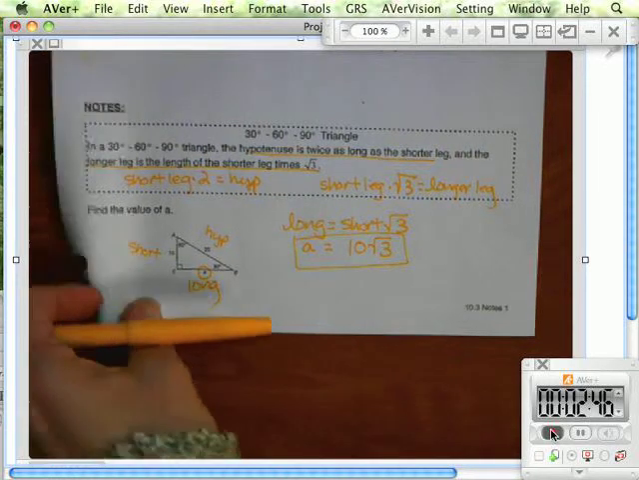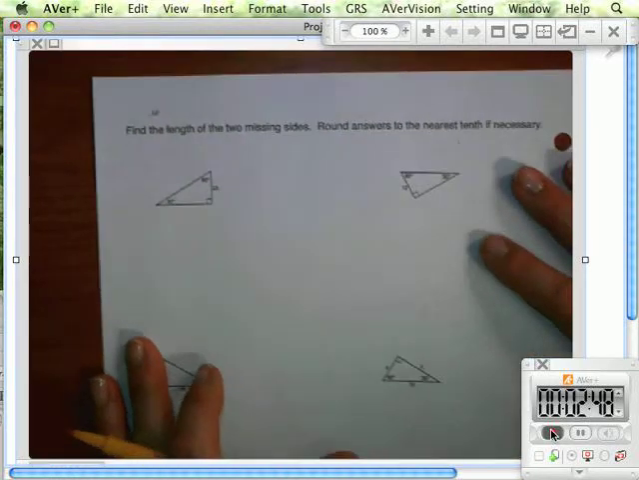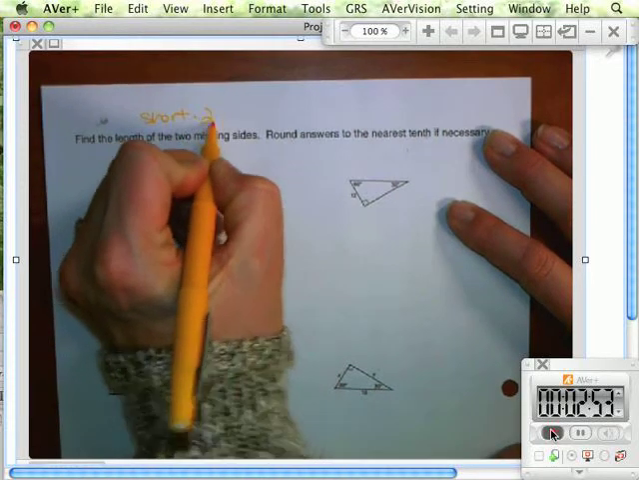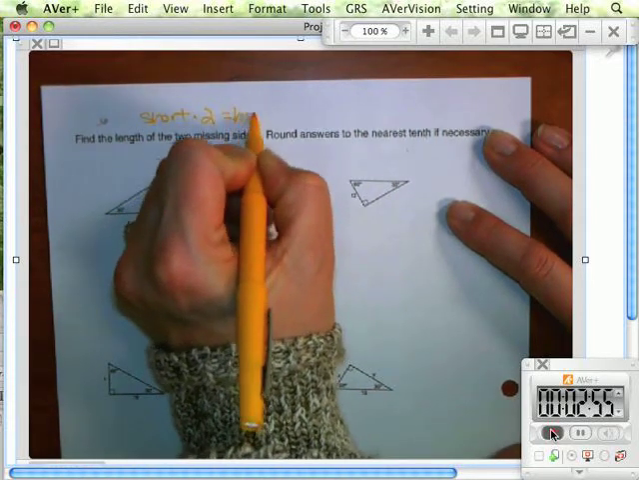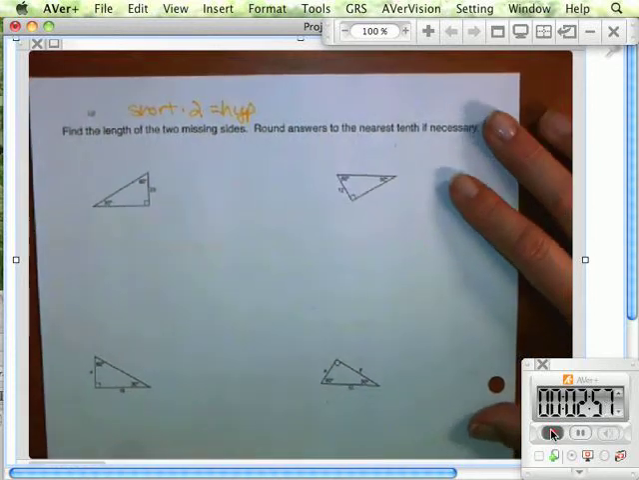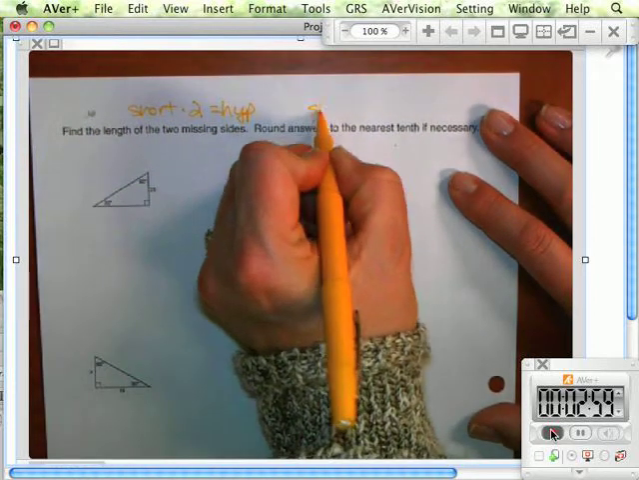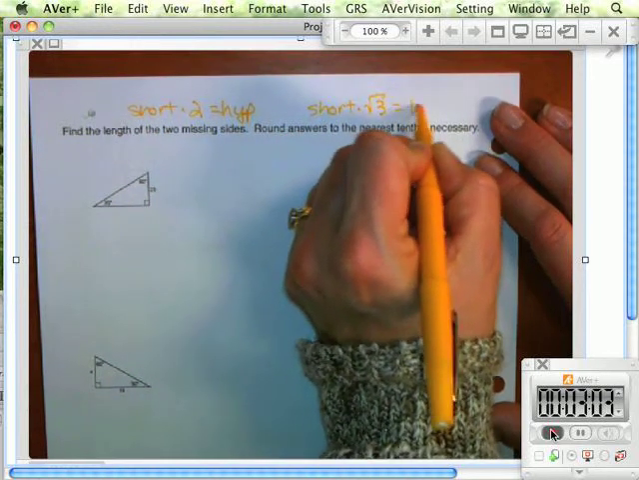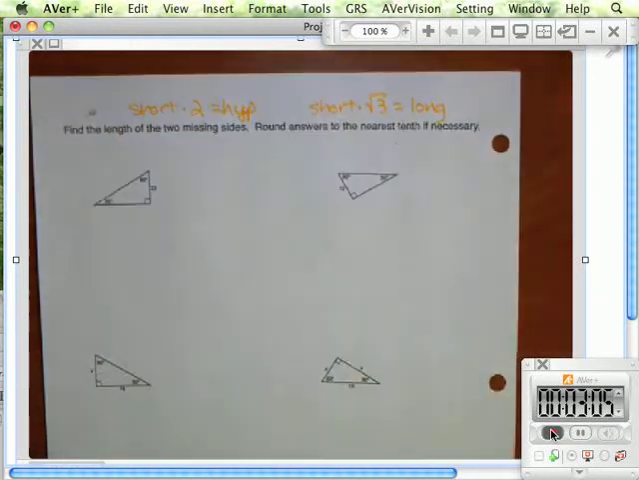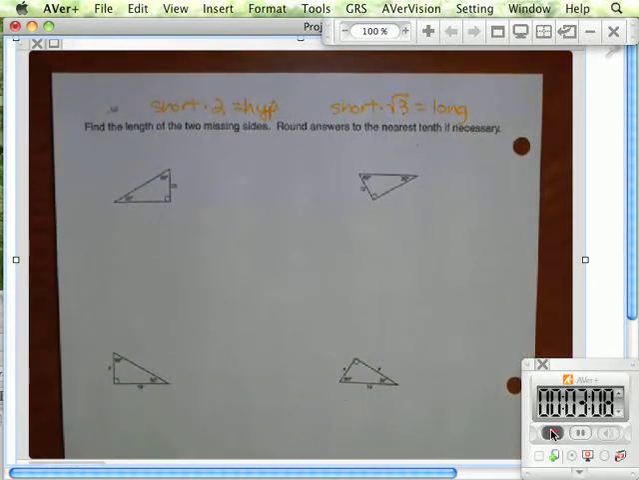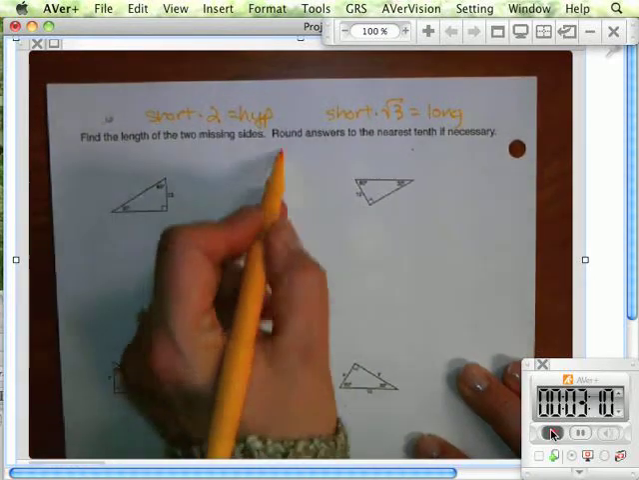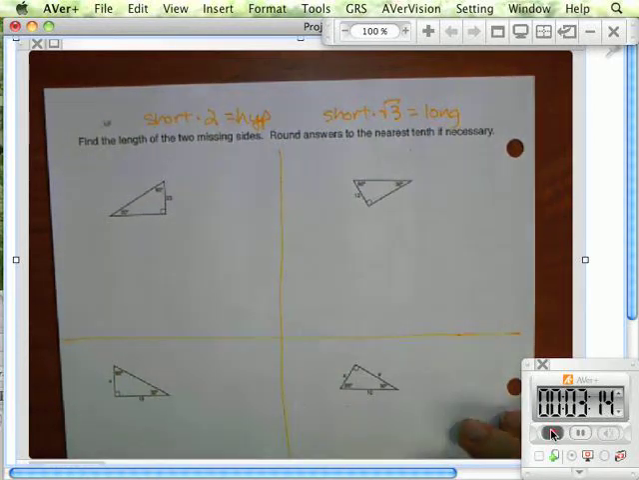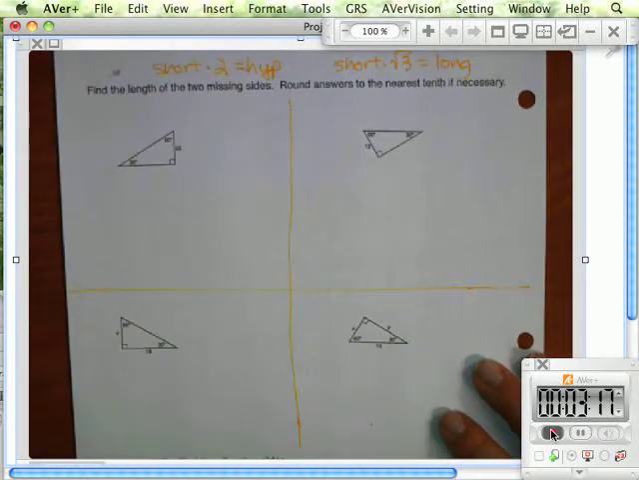On top here, I'm going to write those formulas over because we're going to need them again. Short times 2 equals hypotenuse. And short times the square root of 3 equals the long. All right, we've got some writing to do, so I want you to make 4 boxes here, just so we don't get mixed up. Keeps it neater that way.